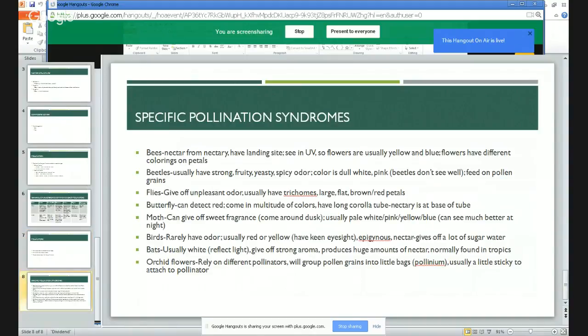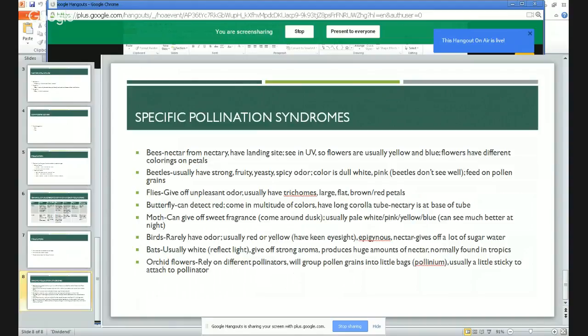So these are some more specific syndromes for you, and ways that your pollinators go into the pollinators and what traits they have.